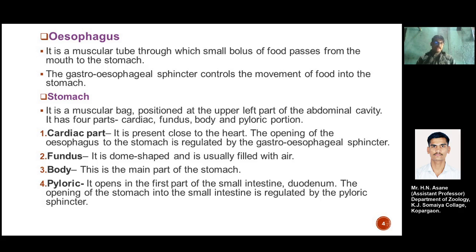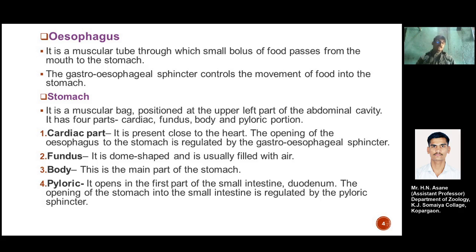Then the second layer is nothing but the submucosa. It is formed by loose connective tissue and contains a plexus of blood vessels and compound glands, along with glandular tissue and lymphoid tissue.